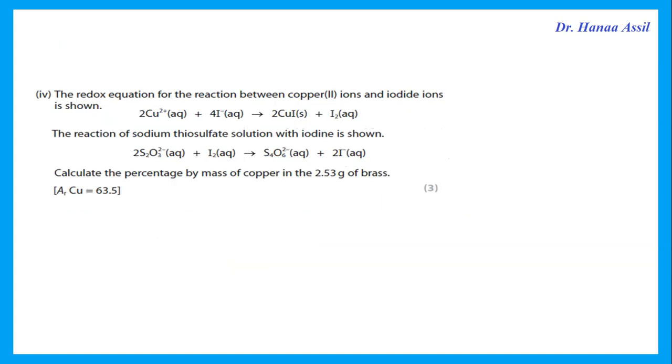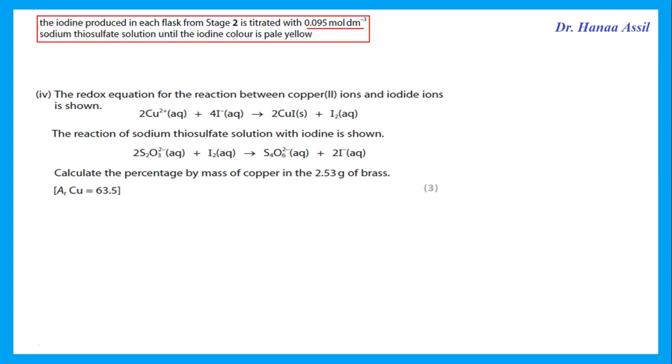The redox equation for the reaction between copper 2 and iodide is shown. The reaction of sodium thiosulfate with iodine is shown. Calculate the percentage by mass of copper in the 2.53 grams of brass. So we had brass and we put it in nitric acid, and we took this and reacted it with iodide so that we formed iodine, and the iodine reacts with the thiosulfate.